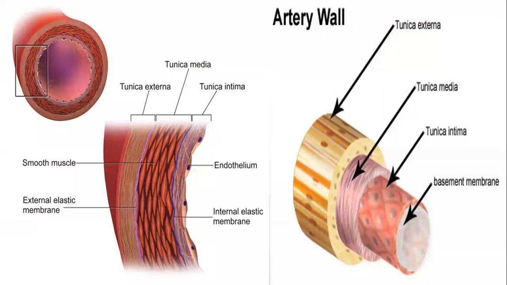Yan. So this is the tunica externa, tunica media, and the tunica intima. So if you could see, the tunica media is thicker than the tunica externa and the tunica intima because it is composed of smooth muscle. And this is the external elastic lamina or membrane, while this is the internal elastic membrane.